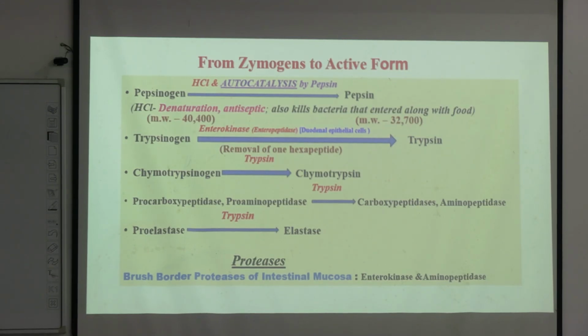So, trypsin activates all the other 3 enzymes, and the brush border proteases of the intestinal mucosa are enterokinase and aminopeptidase. Remember, procarboxypeptidase is formed in the pancreatic juice, but aminopeptidase is formed in the intestine. This is the difference, so this is one part you must remember. Carboxypeptidase is formed by the pancreas, but aminopeptidase by the intestine.